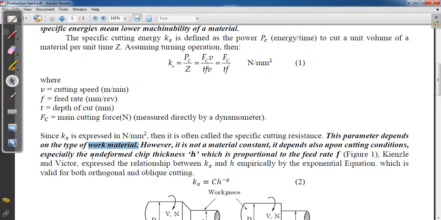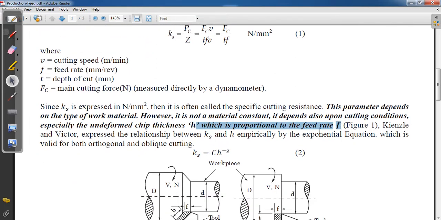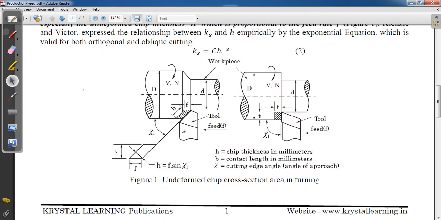So that cutting condition is undeformed chip thickness h, which depends on feed rate f. So if you are able to make these two values constant, then it will become a material constant, which means that for mild steel it won't change if you are not changing these two parameters. So Kienzle and Victor, these two scientists, gave an empirical relation to calculate the value of Ks, that is C, a constant, into h to the power minus z. z and C are constants given for that material, and h is undeformed chip thickness.